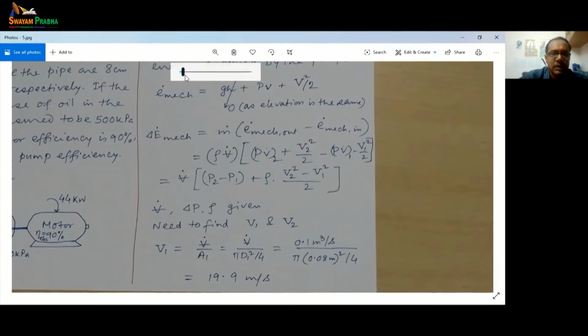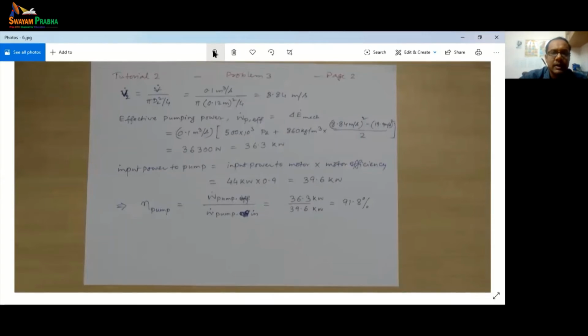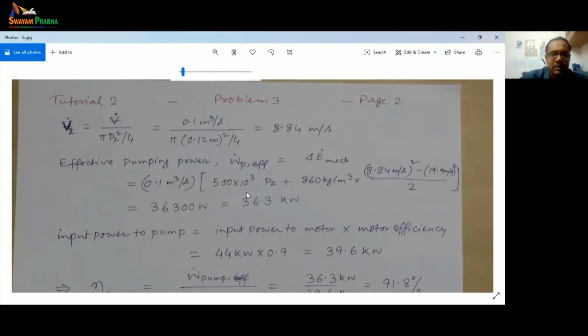Now let's go to the next part, because now we need to find this V2, and then both this V1 and V2 have to be put in here. Delta P is given, so we'll get this delta E. Okay, so let's go to the next page where we are finding the velocity at the outlet condition.